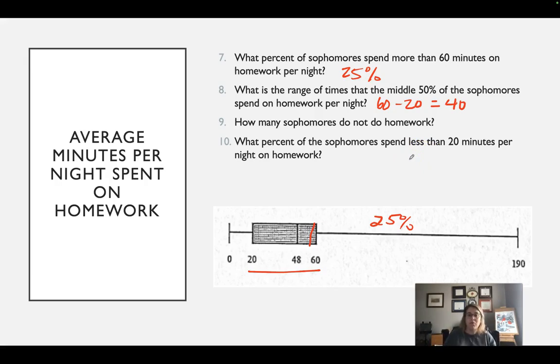How many sophomores do not do homework? Well, we can't really say how many, but what we do know is that 25% represent 0 to 20 minutes, so we don't know exactly how many. We'd have to see the actual data to know that exact answer. We don't know exactly at this point. What percent of the sophomores spend less than 20 minutes on homework each night? That's your 25% there.